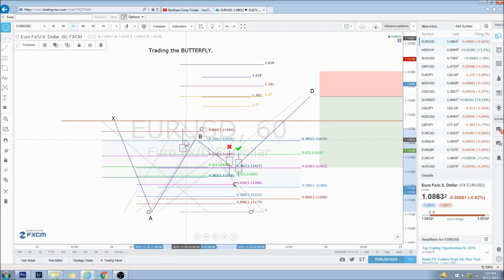I might ignore the wick. But as long as my candle closes below the 886, I'm taking this pattern. That's the rule. As long as this candle does not close above the 886, so if it looks like this, we might be okay here. This is the dilemma: this Fibonacci extension of the AB leg is totally away from the 127.